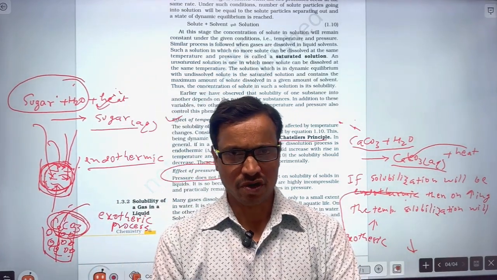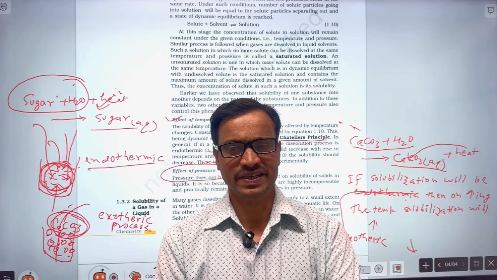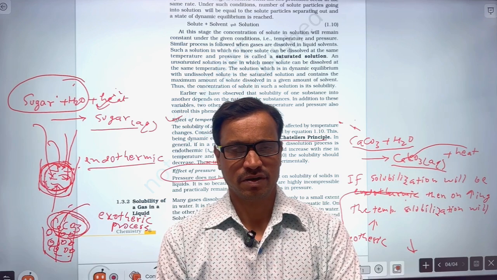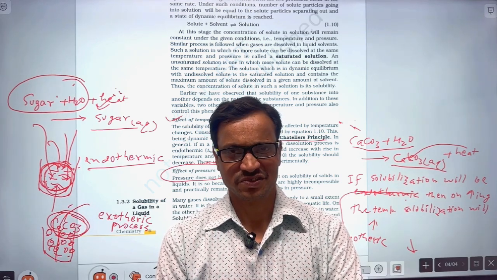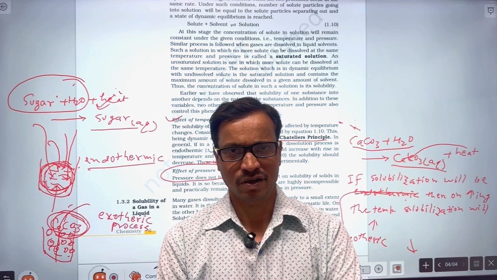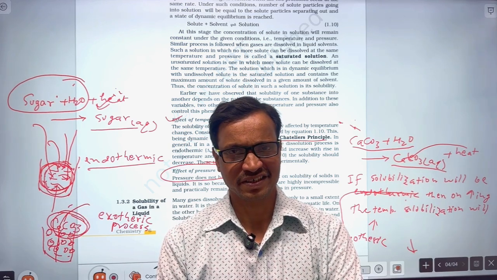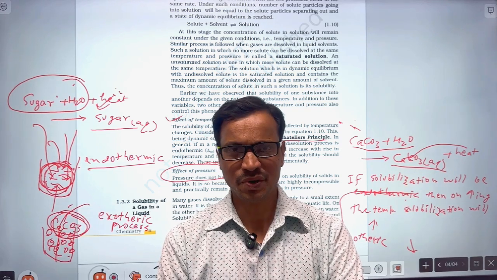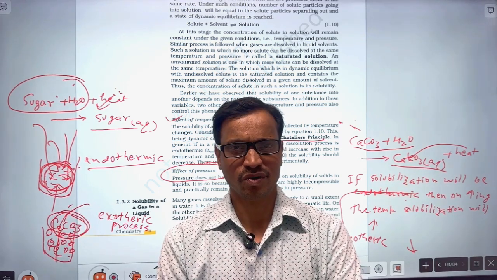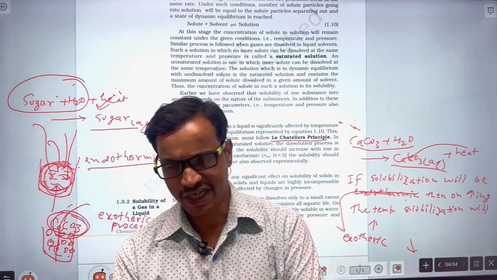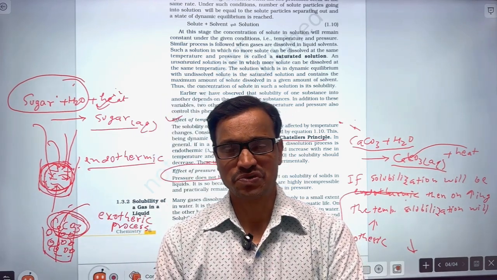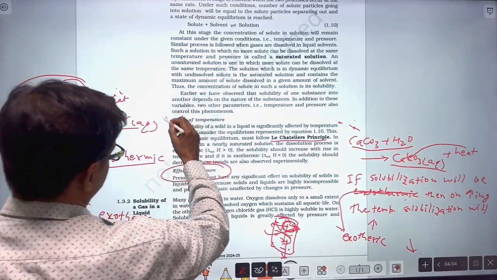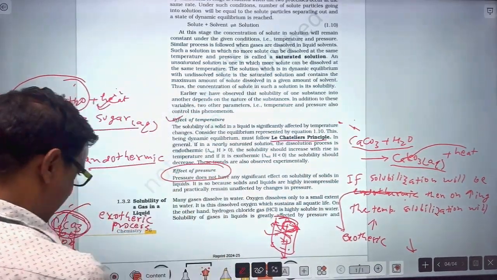So when a solid dissolves in a liquid, there is no effect on its solubility of increasing or decreasing the pressure, because solids and liquids do not exert pressure on the wall of the container. There will be pressure only due to the force of gravity. Okay, so that was about the effect of temperature and the effect of pressure.